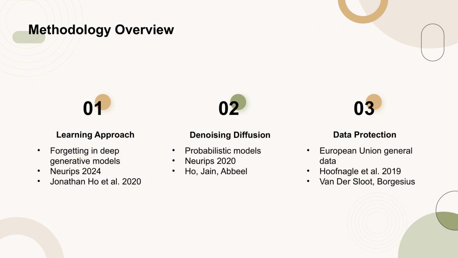In this section, the methodology focuses on a learning approach to forgetting within deep generative models, as presented at NeurIPS 2024. This approach is influenced by the work of Jonathan Ho, Ajay Jain, and Peter Abbeel, who introduced denoising diffusion probabilistic models in 2020 at NeurIPS. Additionally, the method considers data protection issues, referencing the work of Chris J. Hoofnagle, Bart van der Sloot, and Frederik Zuiderveen Borgesius on the European Union's General Data Protection Regulation in 2019.